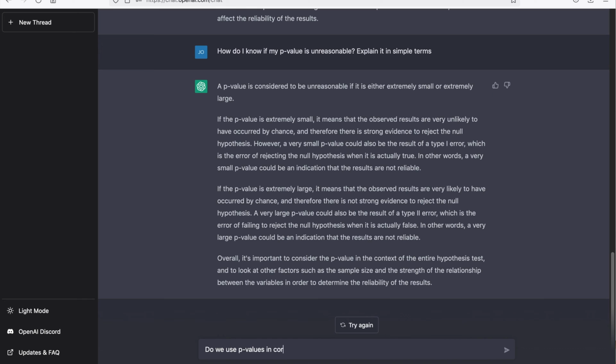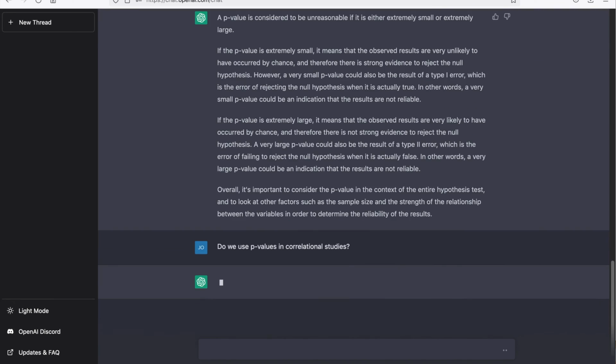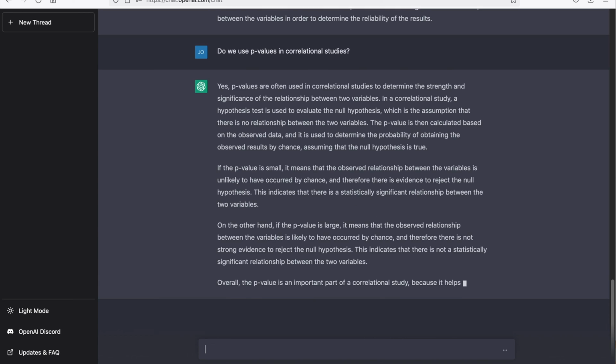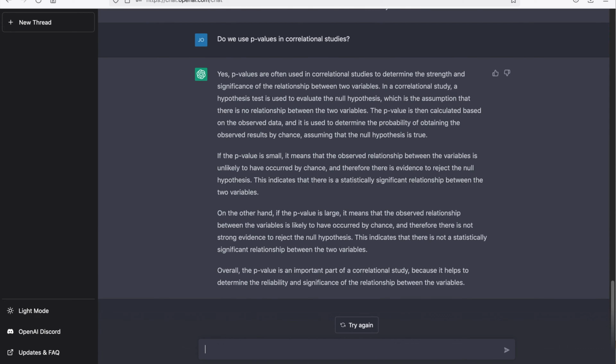in correlational studies? Because everything seems to be all about something that's experimental, and I'm wondering, does it have to have a cause and effect, right? Does it have to be causal? And so I go to correlational studies, and it's letting me know if it's small, if it's large, what to look for, what to pay attention to.